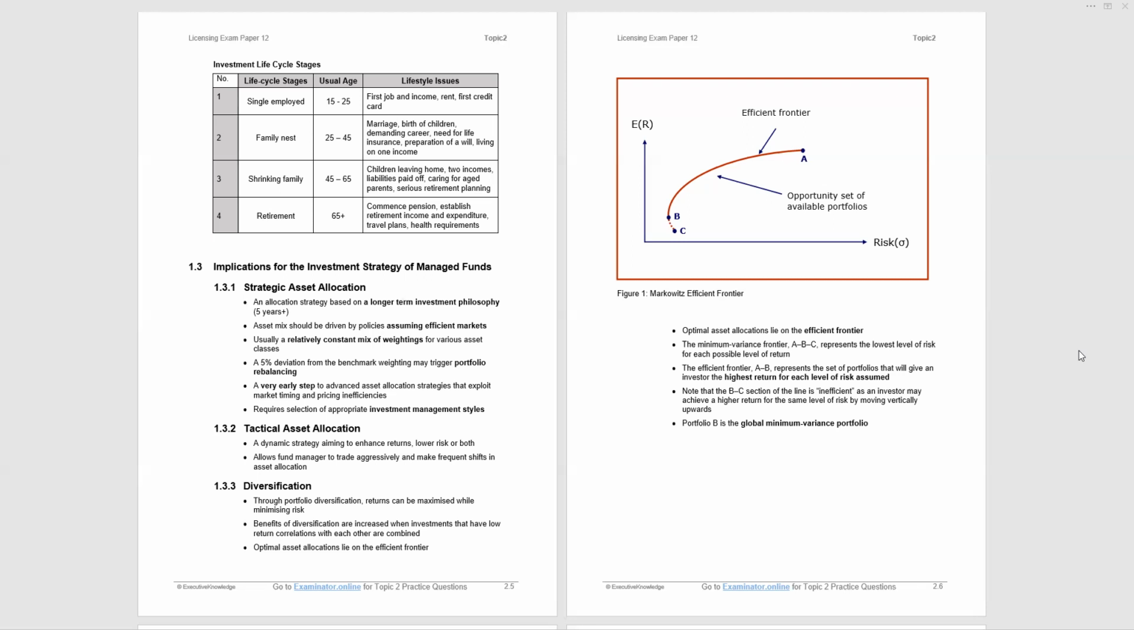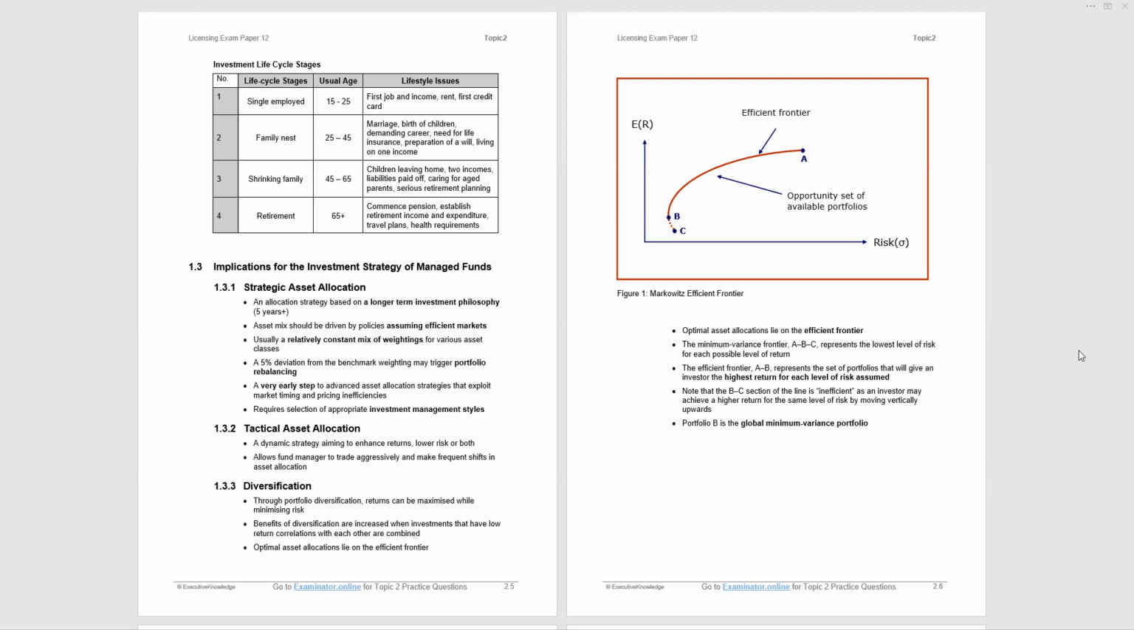may trigger portfolio rebalancing with strategic asset allocation, and a very early step to an advanced allocation strategy to exploit market timing and pricing efficiency. This is the initial planning. Longer term, strategic. Where are we going to put the assets? Equity, bonds, property, whatever. The last point, it requires selection of appropriate investment management styles for sure.